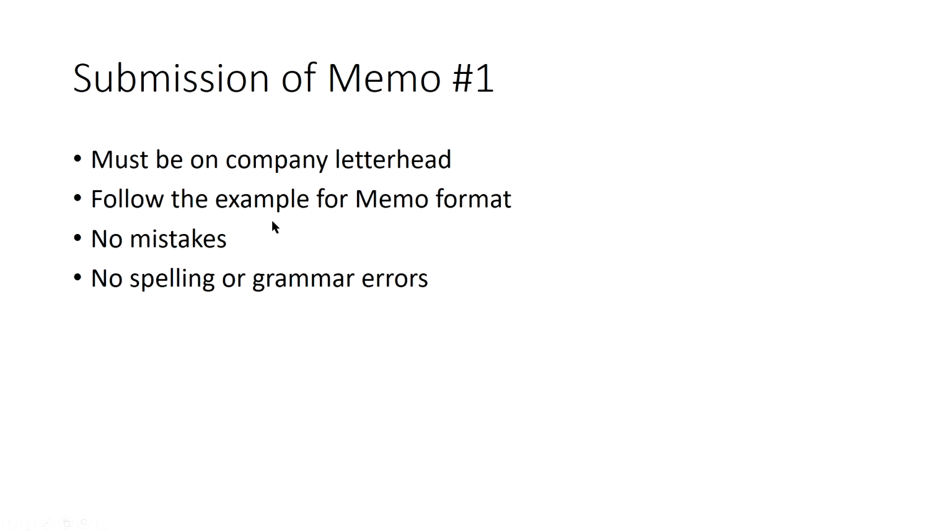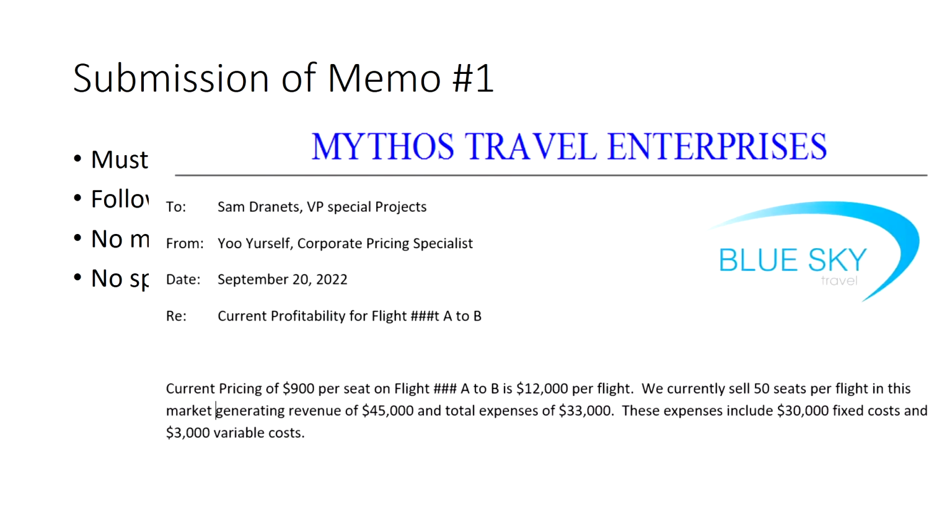And then, because we have analyzed this, we can now write our memo. When we write the memo, we want to make sure it's on company letterhead, that we follow the example in the memo format, that we don't make any mistakes, and we don't make any spelling or grammatical errors either. And this is what you would submit to Sam Dranitz, VP Special Projects, from you yourself, Corporate Pricing Specialist, September 20th, 2022. And this particular memo is about the current profitability for the generic flight, which I'm numbering flight 000 A to B. Now, if you'll notice, there are 2 mistakes in here.